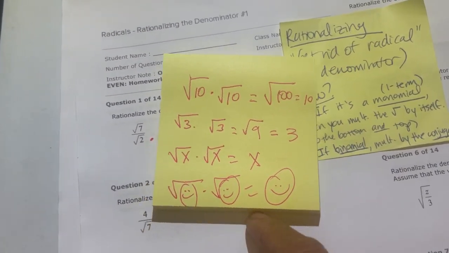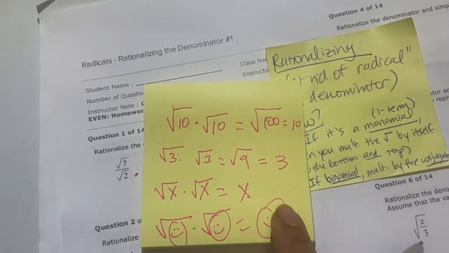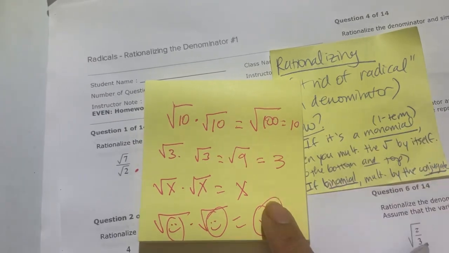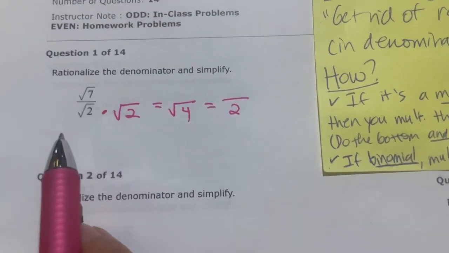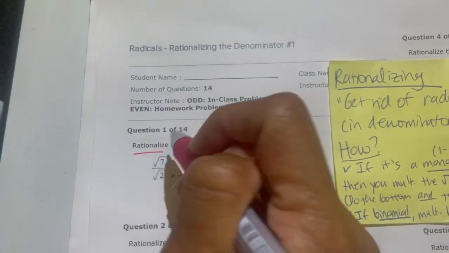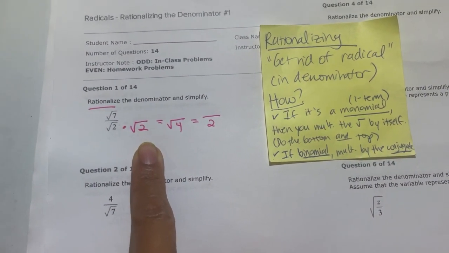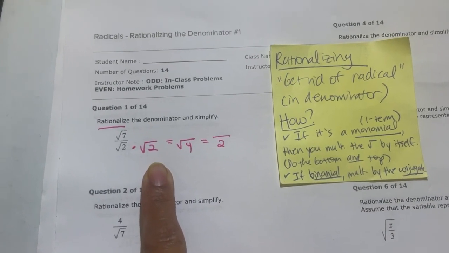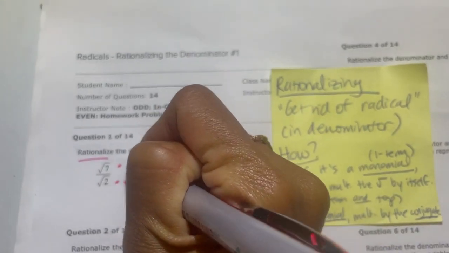It doesn't matter how simple or how confusing it looks, it just becomes that item. And notice there's no more radicals. So therefore, in this problem, to rationalize the denominator, we just multiply the denominator by itself. And whatever you do bottom, you must do to the top. So if you multiply by radical 2, you have to also multiply the top by radical 2.